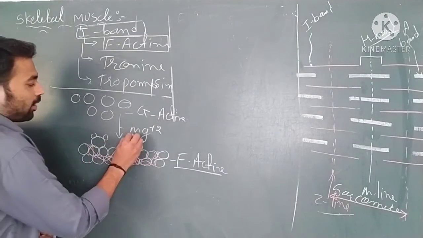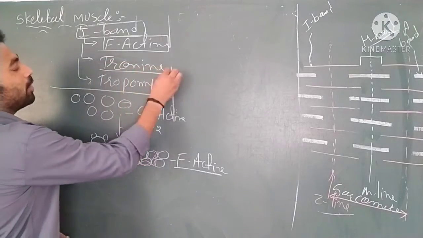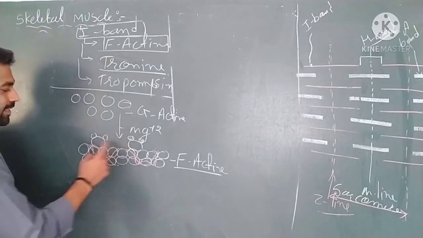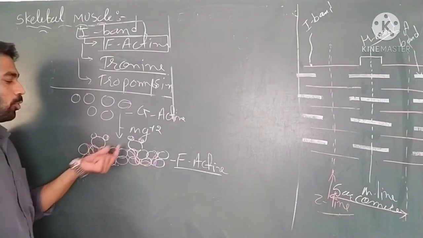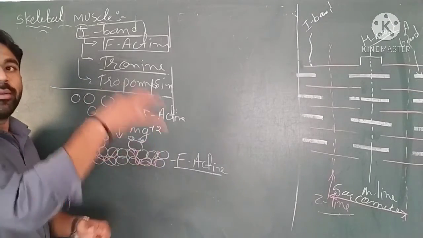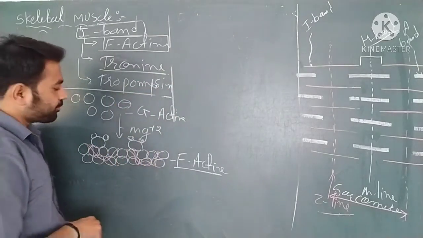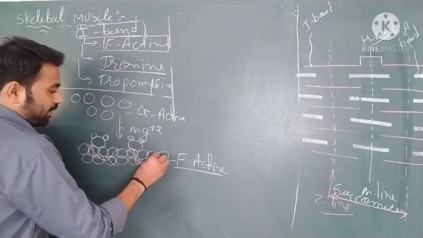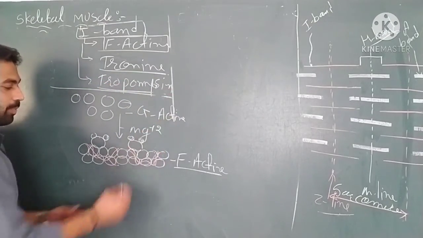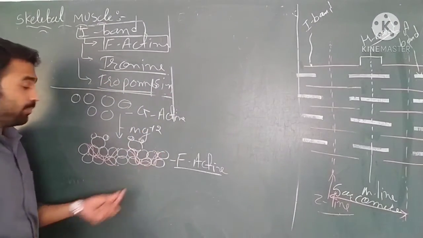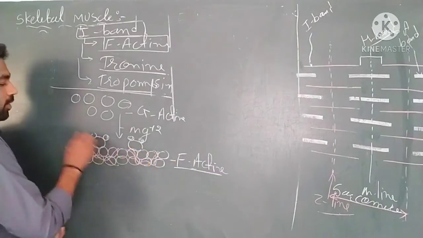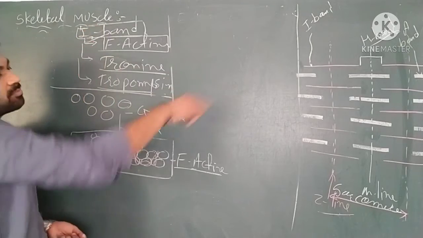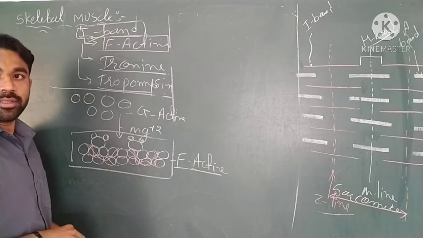These are the troponin, and troponin contains three components: 1, 2, 3. You can see the three components. So troponins are arranged on the F-actin, along with tropomyosin, the fibrous protein. Then F-actin, tropomyosin and troponin form a complete I band.